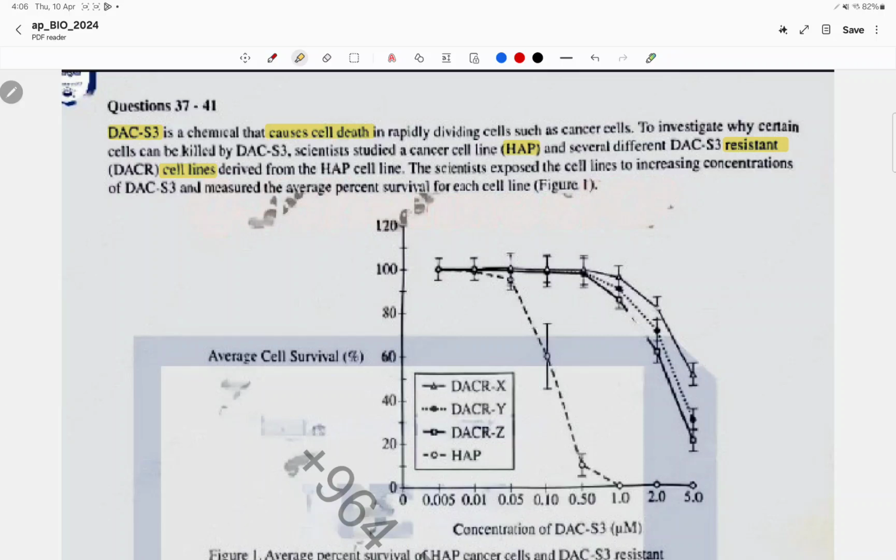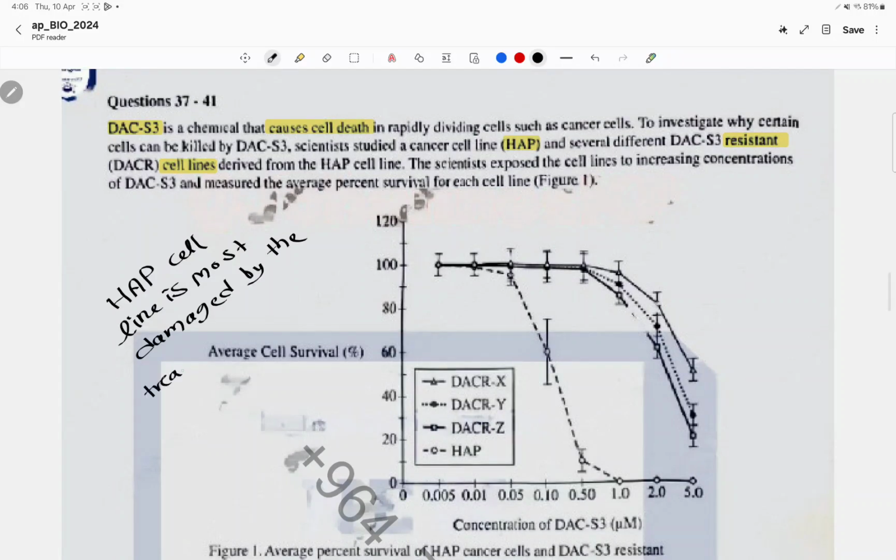So it seems to me that the first cell line to drop is the dashed line with the circles, which is the HAP. So the HAP cell line is the most damaged by the treatment. Okay, very good.